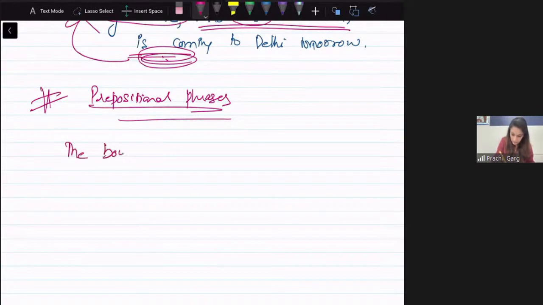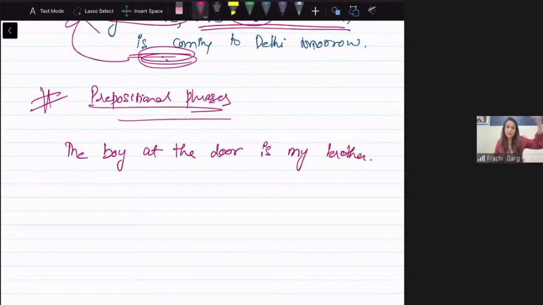The boy at the door is my brother. Now, what is the subject here? Is it the boy or the door? This is confusing because both are singular subjects. They are both singular in number.